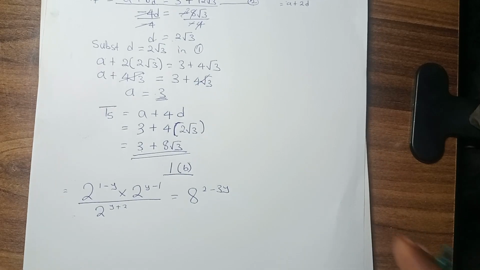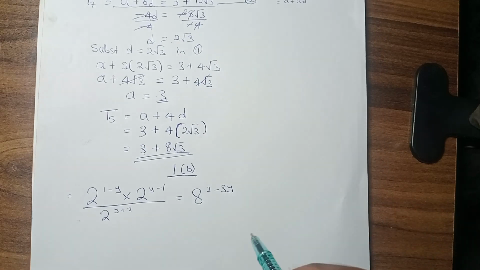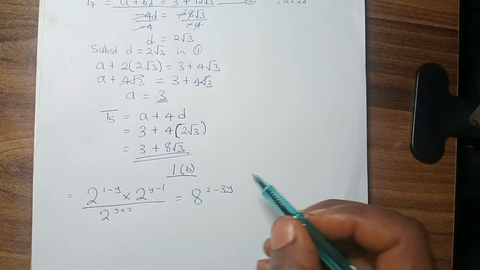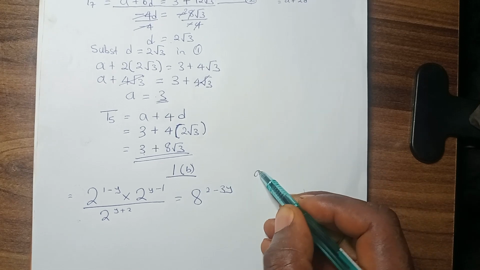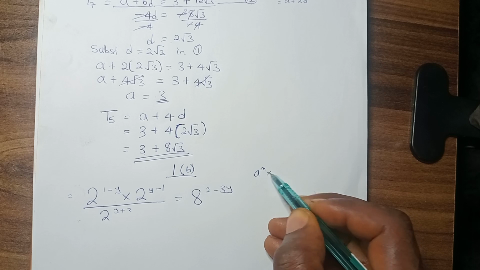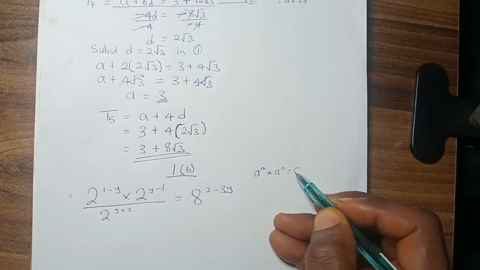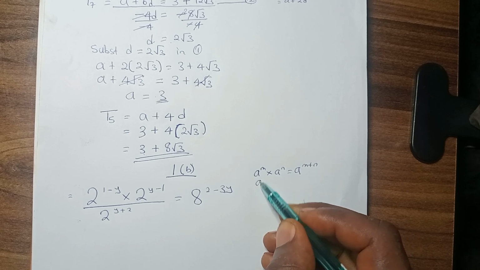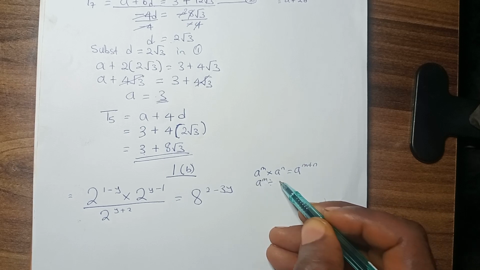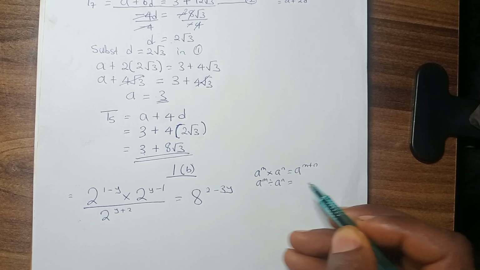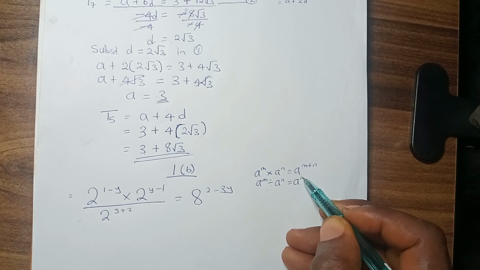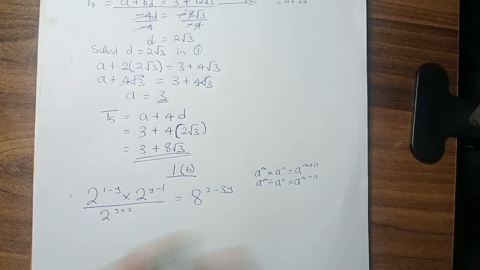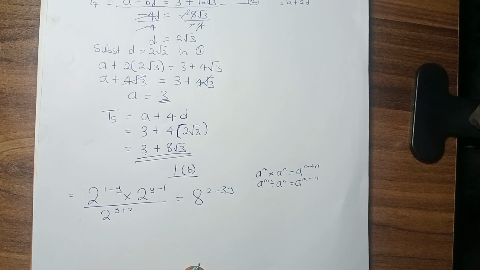Now, to solve this question, I'll need to visit the laws of indices. The first law goes like this: a raised to power m times a raised to power n gives me a raised to power m plus n. And the second law goes by a raised to power m divided by a raised to power n, which will give me a raised to power m minus n. Now, I'm going to use these two laws to tackle this question.